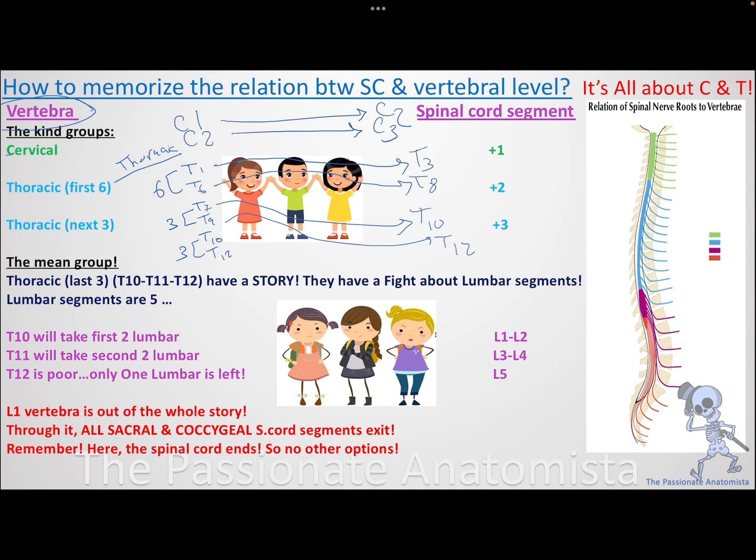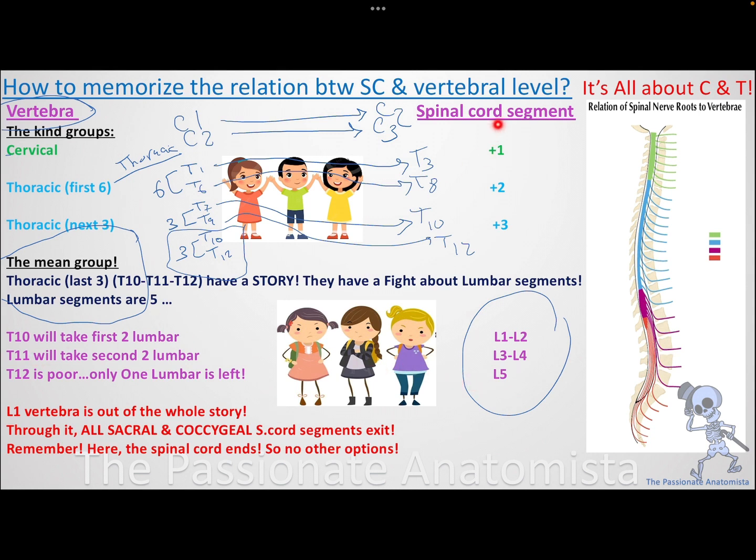What will happen in the last thoracic, the last three thoracic? They are the mean group. They will have a fight because now there is no more thoracic spinal cord segments. Now we are dealing with lumbar spinal cord segments, so they will fight. The first one, T10, will take the first two lumbar. She's very mean, and she took the first two, L1 and L2. T11 vertebral level will take L3 and L4, the next two, because they are mean. T12, because the first two ladies are so mean and they finished all the levels, she will only have L5.